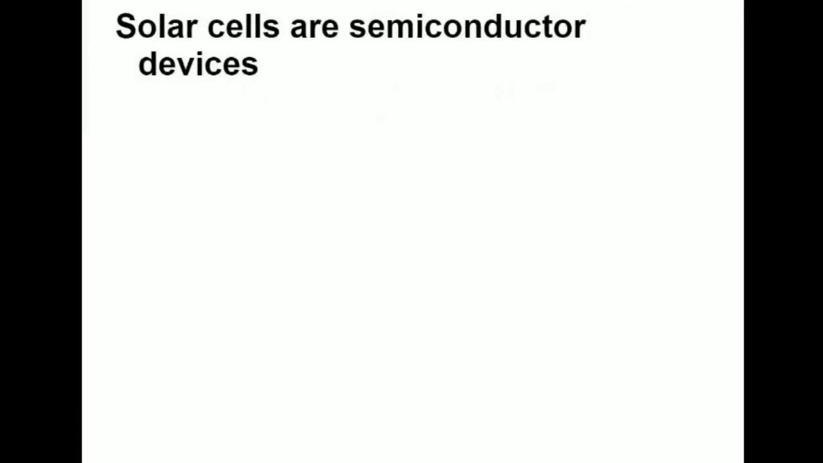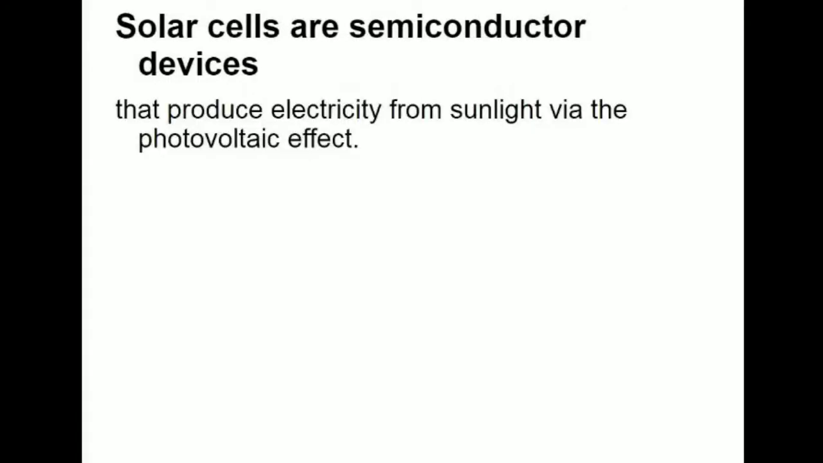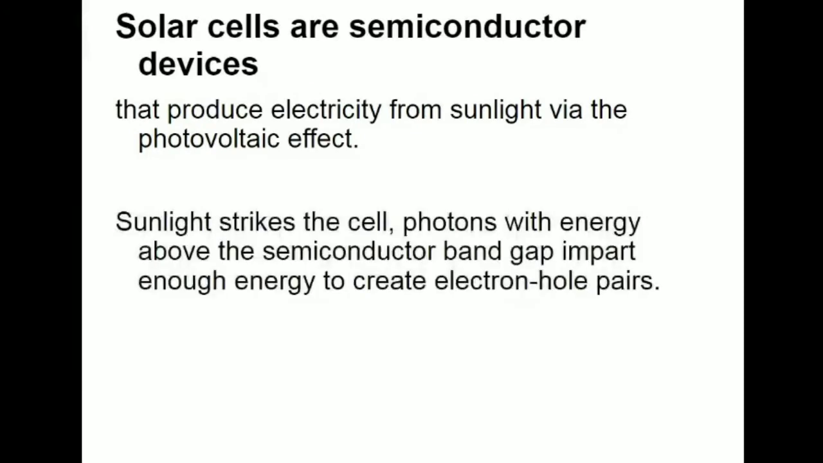Solar cells are semiconductor devices that produce electricity from sunlight through the photovoltaic effect. When sunlight strikes the cell, photons with energy above the semiconductor band gap impart enough energy to create electron-hole pairs. And these electron-hole pairs are responsible for conduction.